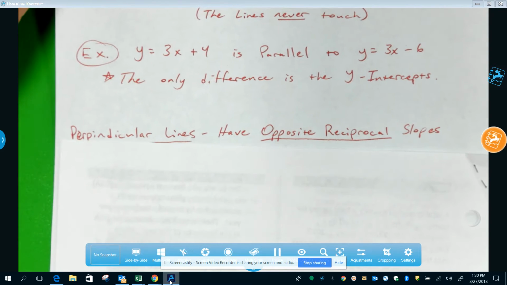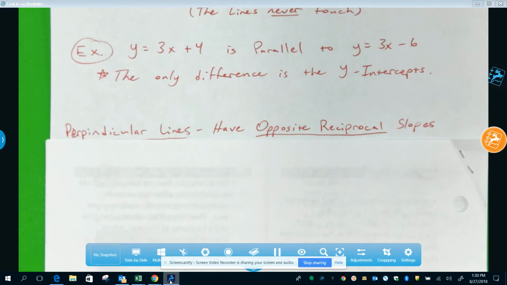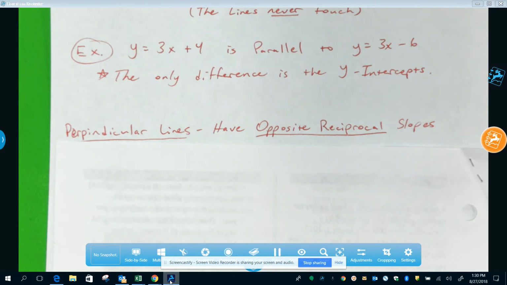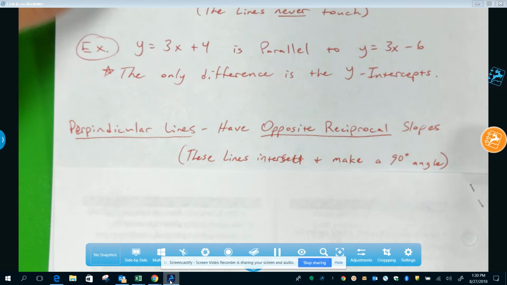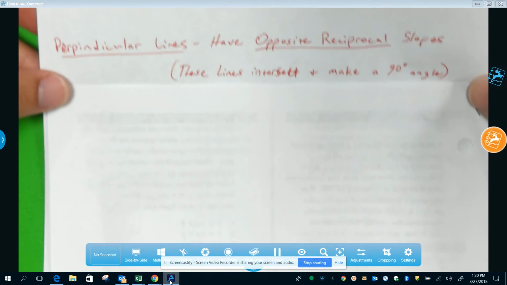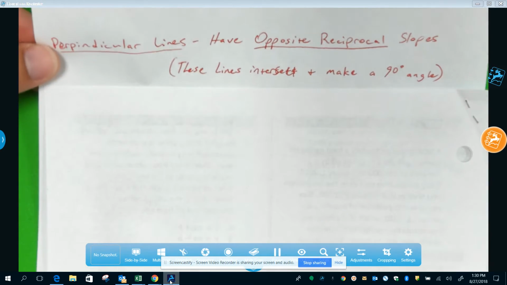Next we have perpendicular lines. Perpendicular lines do not have the same slopes. These slopes are what we call opposite reciprocal. Opposite means if the slope is positive, the other slope has to be negative. Vice versa, if one slope is negative, the other one has to be positive. And reciprocal means just whatever your fraction is for your slope, you'll need to flip the fraction. So the 2 lines have opposite reciprocal slopes or fractions. These 2 lines will intersect and they'll make a 90-degree angle. That's what the word perpendicular means. They will make a 90-degree angle where the 2 lines intersect.